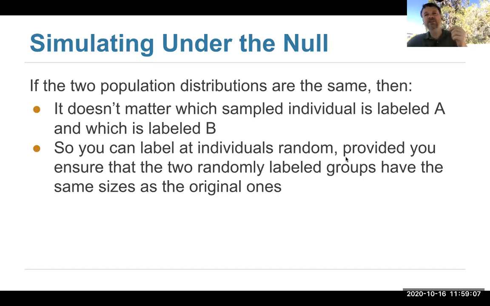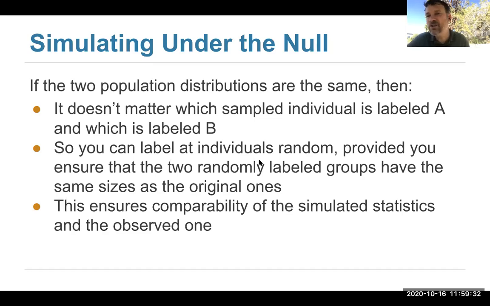So if the null is true, I can take a bunch of observations and relabel them. Just throw out the labels I started with and apply some new labels. And that'll still be valid. It'll have come from the correct distribution. So this is a way that I can kind of create new simulated data by replacing the original labels and putting in new labels.